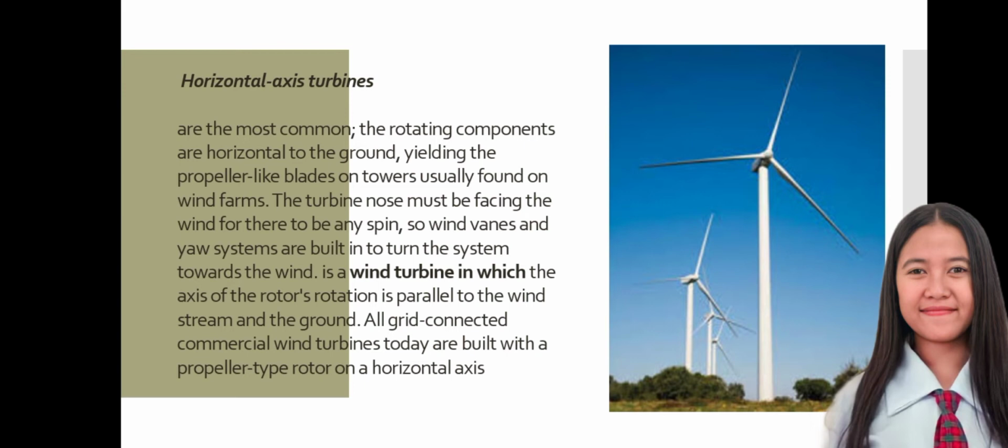HAWT is a wind turbine in which the axis of the rotor's rotation is parallel to the wind stream and the ground. All grid-connected commercial turbines today are built with a propeller-type rotor on a horizontal axis. Horizontal axis wind turbines dominate the majority of the wind industry. Horizontal axis means the rotating axis of the wind turbine is horizontal or parallel with the ground. HAWT typically has a three-blade propeller that catches the wind face on. It looks like an airplane propeller.